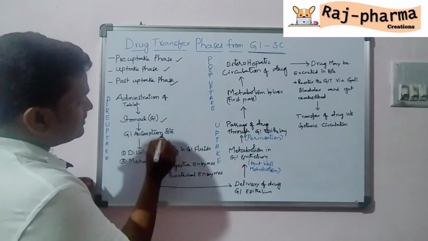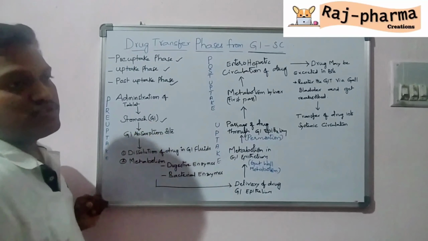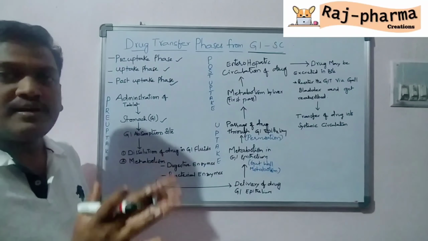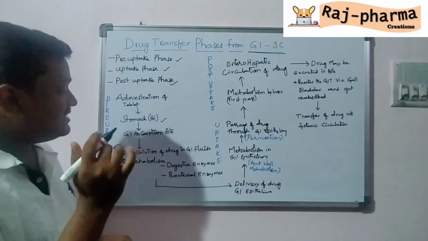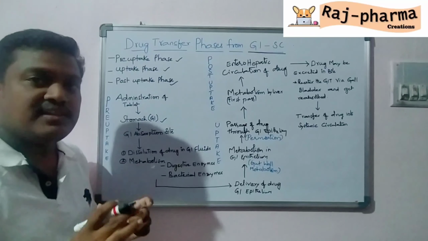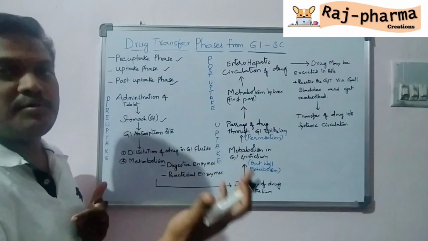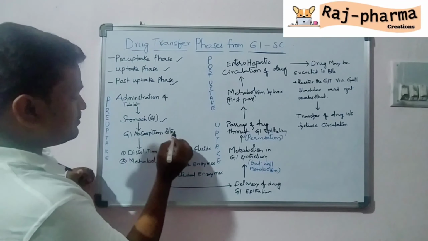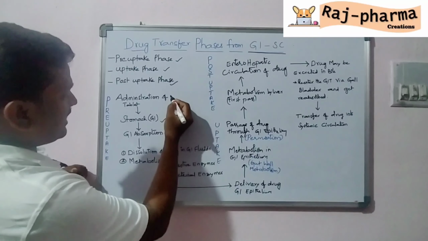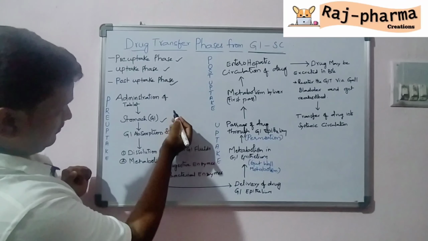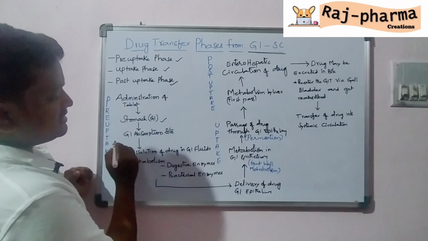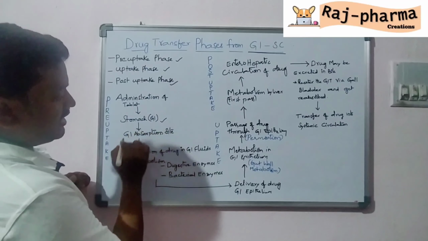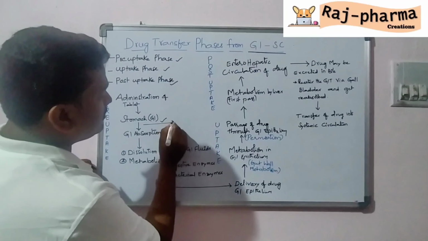Then there is a site in the GI, called the mucous membrane. In the stomach there is a site called the GI absorption site, where the drug is actually absorbed. So the tablet is administered, enters the stomach, and then the GI, and it reaches the GI absorption site.